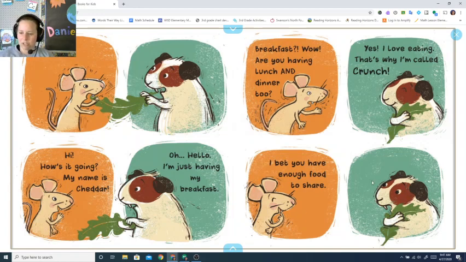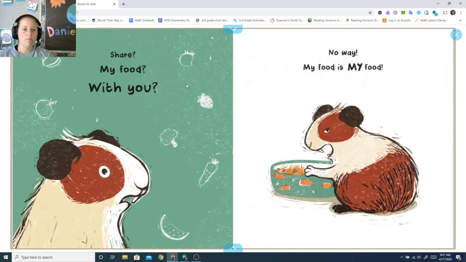Oh, now let's look at Crunch here. So before, he was all happy, just hugging his food because he loves it so much. And now the look on his face is showing me that he's like, oh, share? Hmm. If Crunch lives in a guinea pig cage all by himself, I don't even know if he knows what sharing is. Let's find out.